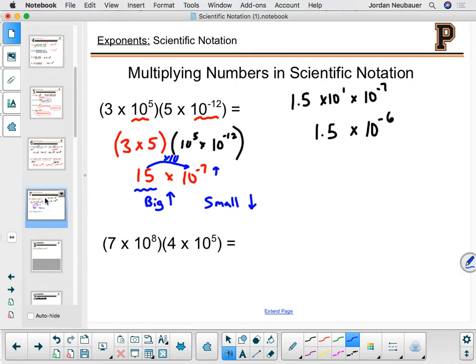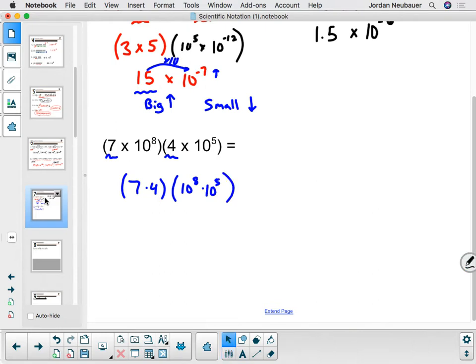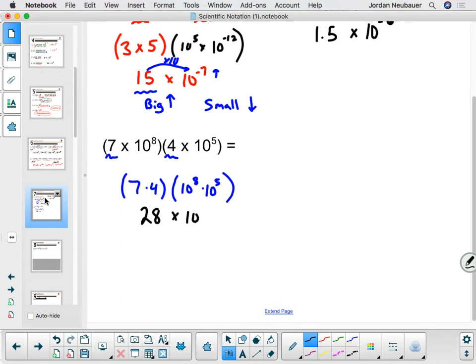All right? This problem here, we got two really large numbers. 7 times 10 to the 8th is an enormous number, times another relatively big number. We just group the base numbers together. 7 multiplied by 4 is going to group together. And we group our 10s together, 10 to the 8th and 10 to the 5th power. We do the math here. 7 times 4 is 28, times 10 to the 8th plus 5 power, that's 13th.